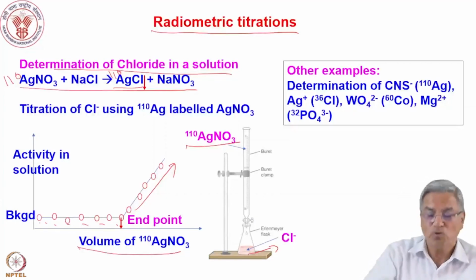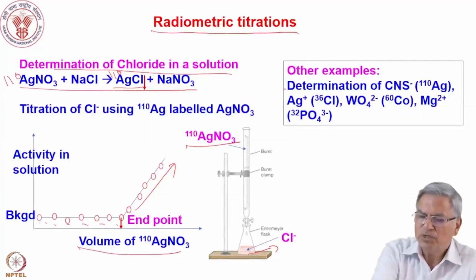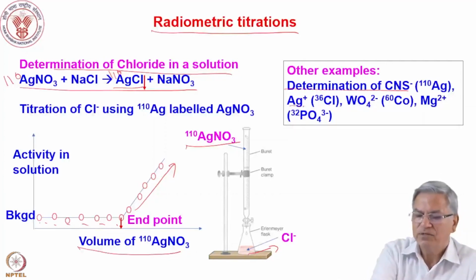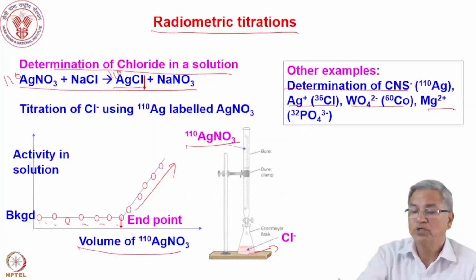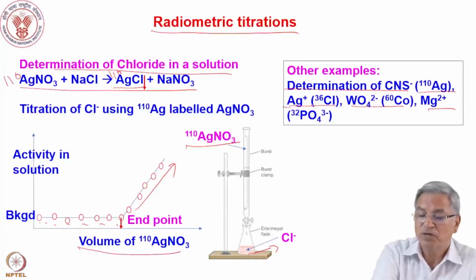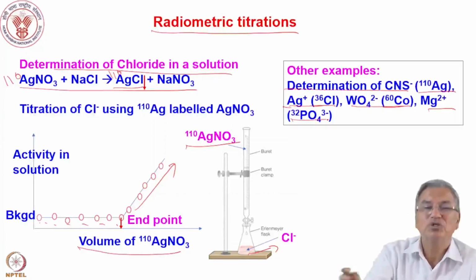determination of chloride concentration. Same thing you can do for thiocyanate, silver ions, tungstate, magnesium, and so on. So you can use the proper reagent. For thiocyanate, you can use silver-110. For silver, chlorine-36. For tungstate, you can use cobalt-60. For magnesium, you can use phosphate ions. So you can use the suitable radiotracer labeled titrating agent and do the radiometric titrations.